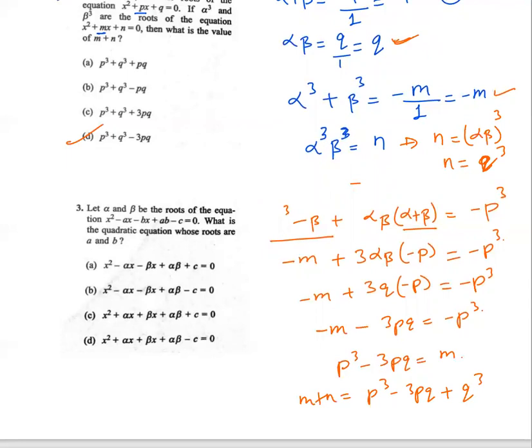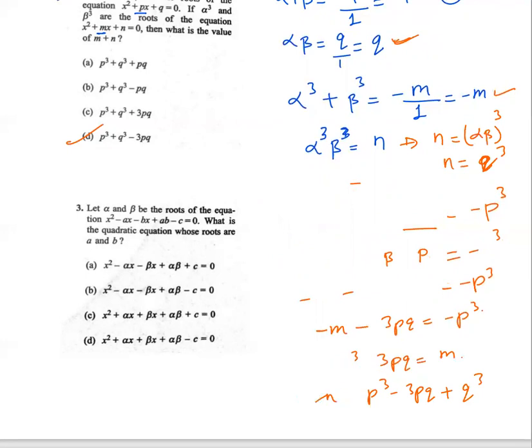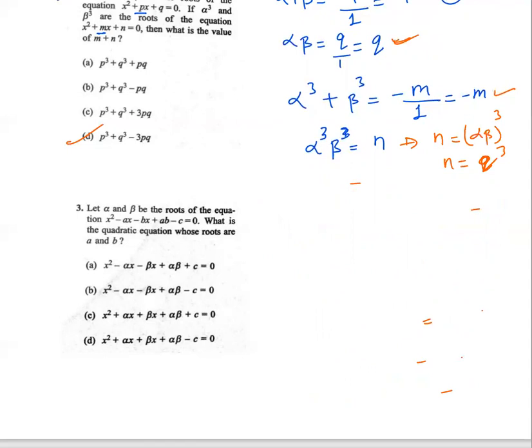Let's see the third one. Let me erase this. So question number 3 says, let alpha and beta be the roots of the equation x square minus ax minus bx plus ab minus c is equals to 0.